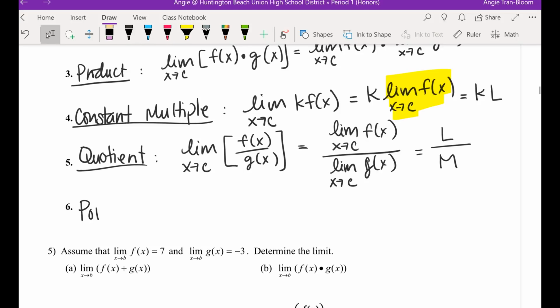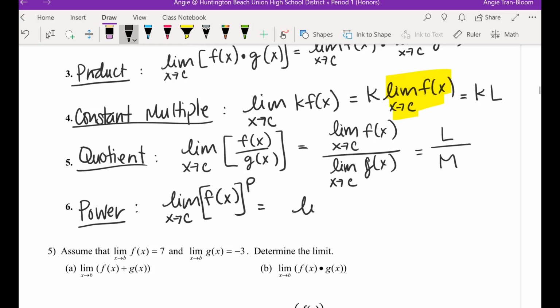Then the last rule is the power rule. The limit as x approaches c of f of x. Now, what if I were to raise it to a power of p? This is the same thing as if you were to find the limit first, then raise it to the power p. That means if you already know what the limit of f of x is, in this case I gave you L, it's the same thing, it's L to the p. All right, so those are all the rules.